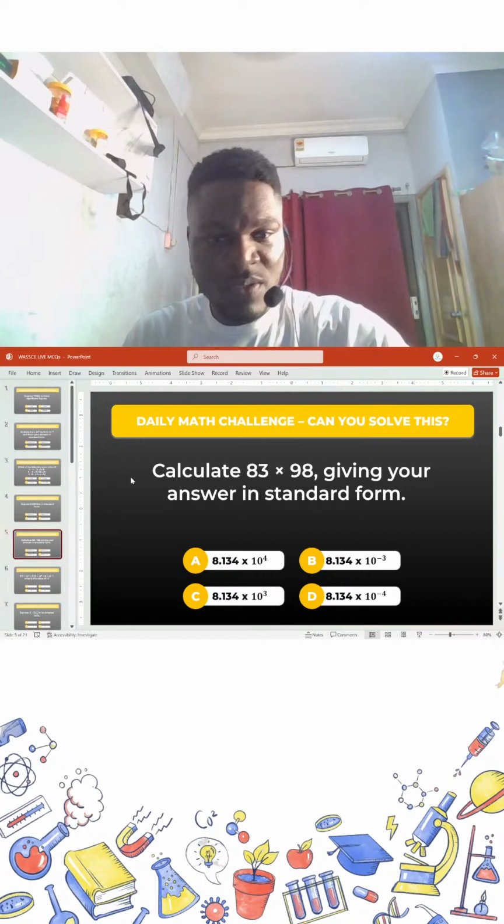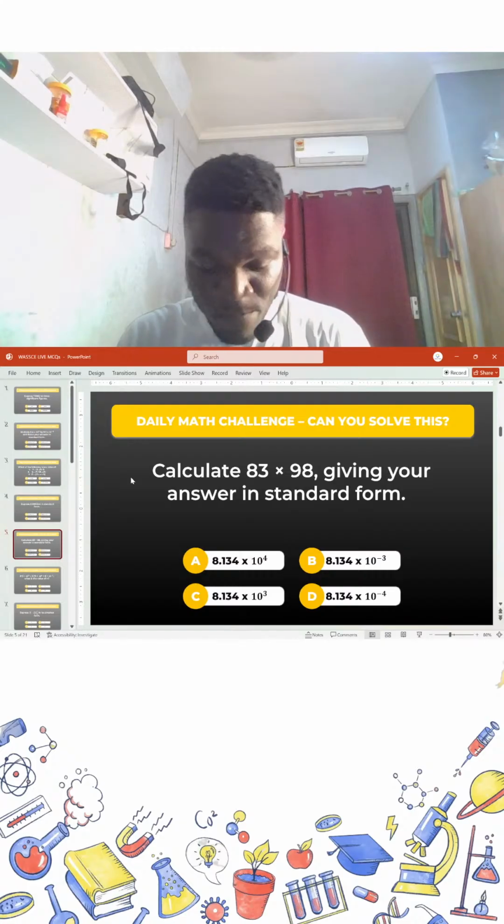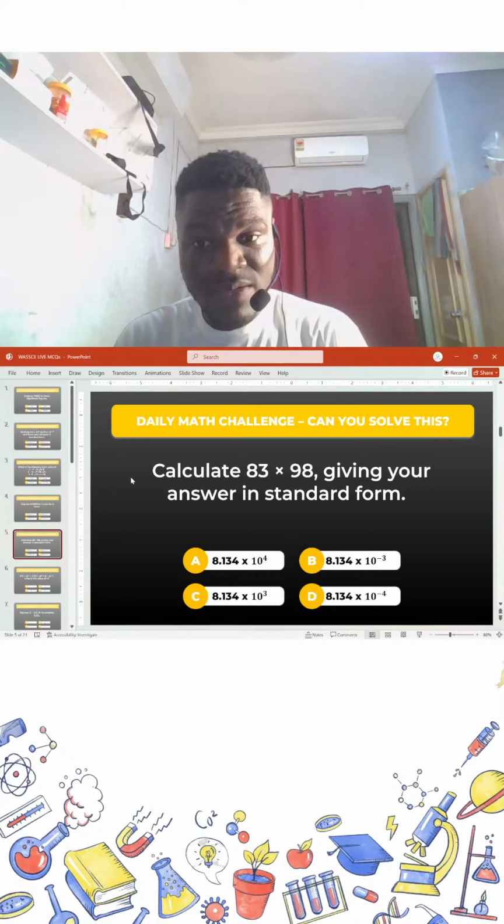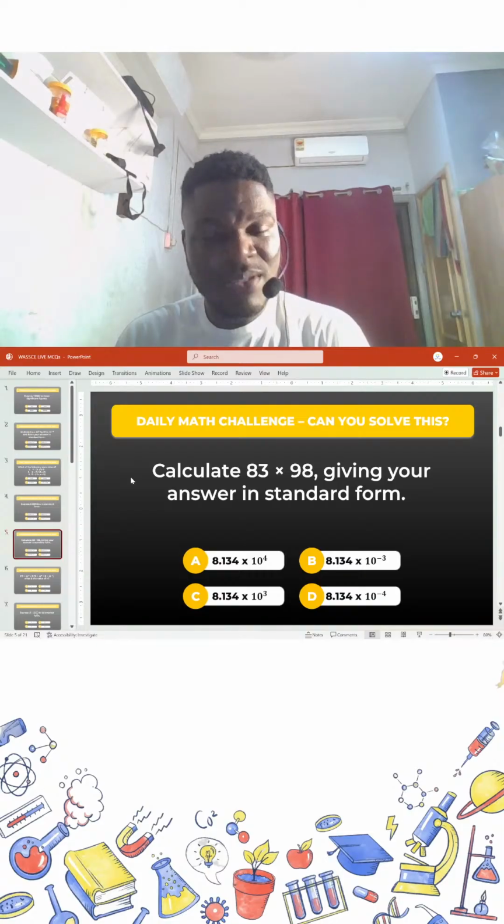We have the possible options given to us. Option A, 8.134 times 10 raised to the power 4. Option B, 8.134 times 10 raised to the power negative 3. Option C, 8.134 times 10 raised to the power 3. And option D, 8.134 times 10 raised to the power negative 4.